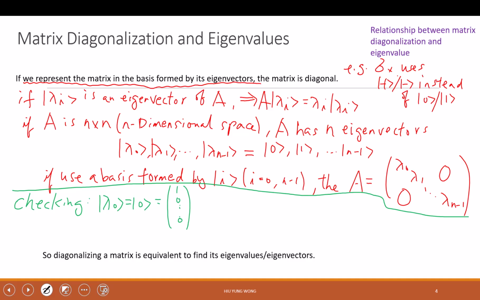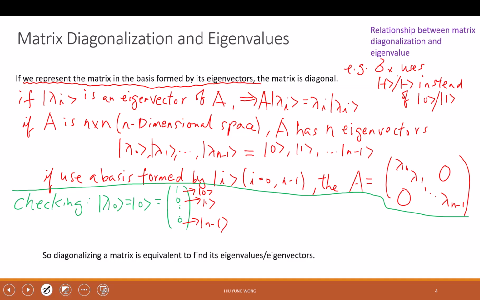Why is that? Remember what we talked about with this column form? This refers to the first basis vector. This is the second basis vector. This is the (n-1)th basis vector. And we just say that we are using the eigenvectors as the basis. Then the eigenvector itself must be one of these. Or you go back to 0 and 1. How do we write 0 in column form? 1, 0, because we're using 0 and 1 as basis.